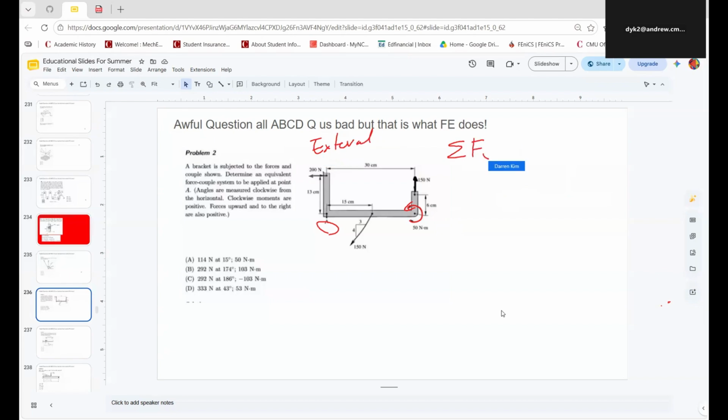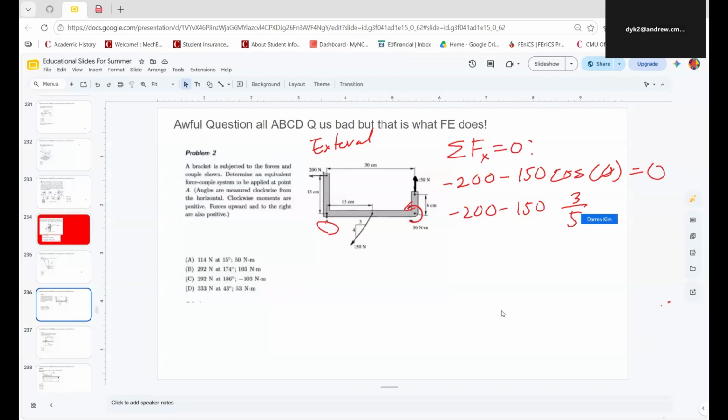So summation Fx basically equal to 0. So 200, and that's the minus direction. There's another minus, which is going to be 150. If I have theta over here, it's going to be cosine theta. So summation: minus 200 minus 150, and it will be cosine of 3 over 5 in this case, equals 0. Oh, I forgot the plus A. So it's going to be plus or minus A. I'm going to do plus A, so we define it as plus A for now. Sum in the X direction equals 0, so plus Ax equals 0.